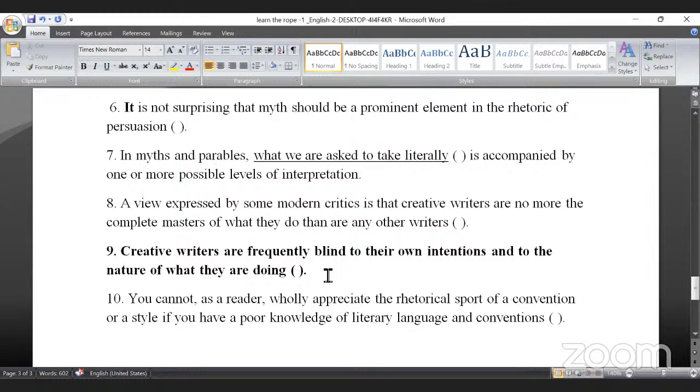Last one: you cannot as a reader wholly appreciate the rhetorical sport of a convention or a style if you have a poor knowledge of literary language and conventions. This is easy. Which part will be a subordinate clause? Tenth one. If you have a poor knowledge of literary language and conventions, and this is an example of what kind of clause? This is a condition because you have "if" there.